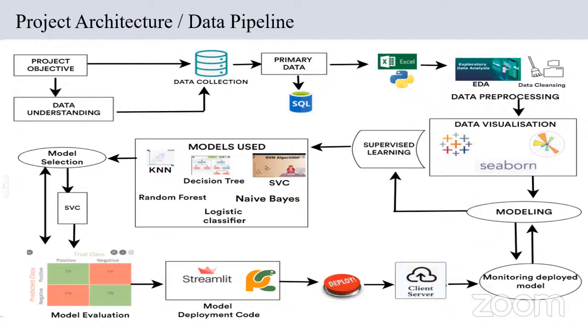Now I'm going to present project architecture or data pipeline. This showcases the entire workflow of our project. Project objective: here we have to understand the main goal of our project, and then we have to understand the requirements of our project. Then we move to collect. Then we have to collect the data. Our data is primary data, that means it is collected from the internet or websites. After collecting, the data was merged using SQL.